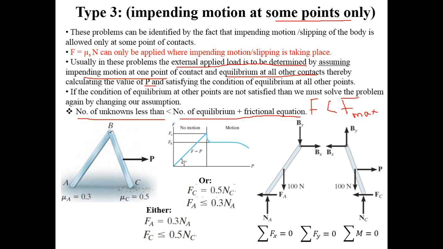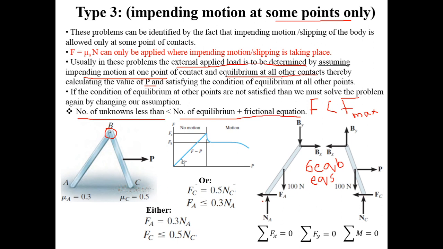So what you will do is that you will again dismantle this frame from the common joint, which is pin B. You will dismantle it, draw separate free body diagrams of member AB and BC. Okay, and now you will have six equilibrium equations. So three equilibrium equations for this member, three equilibrium equations for this member. So total six equilibrium equations.